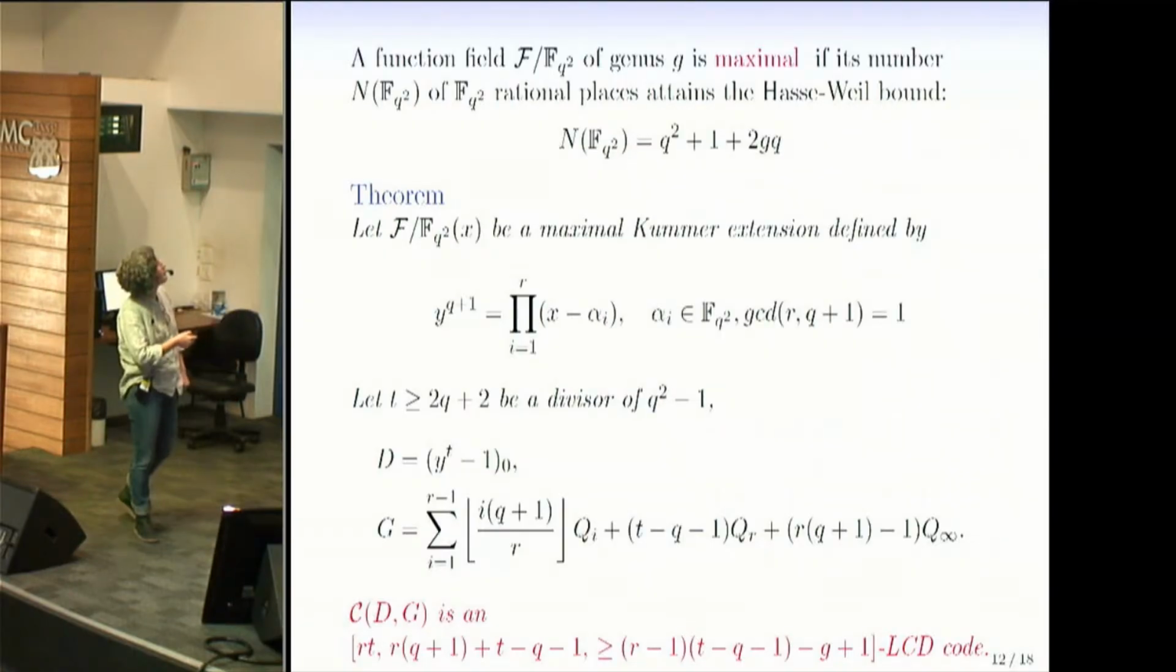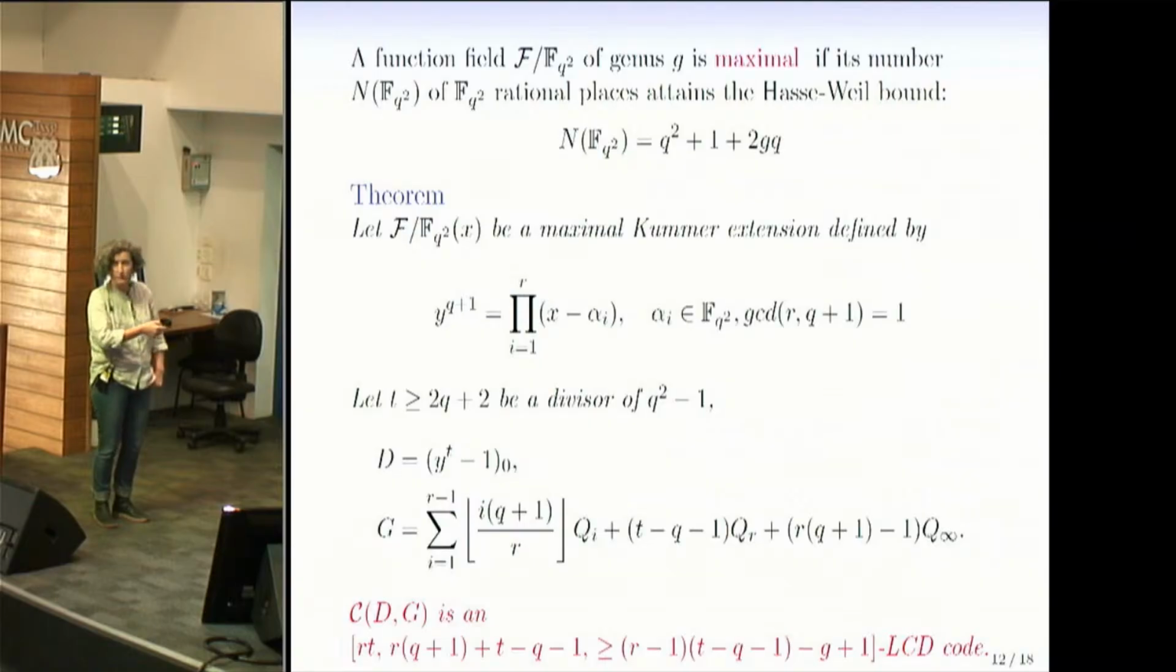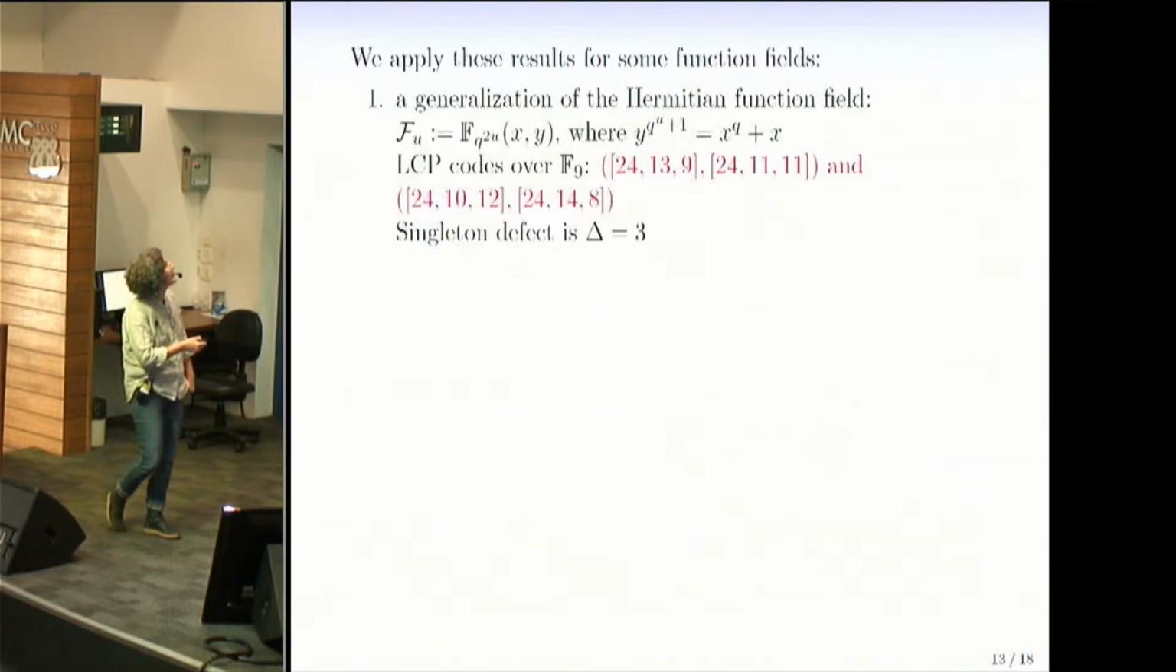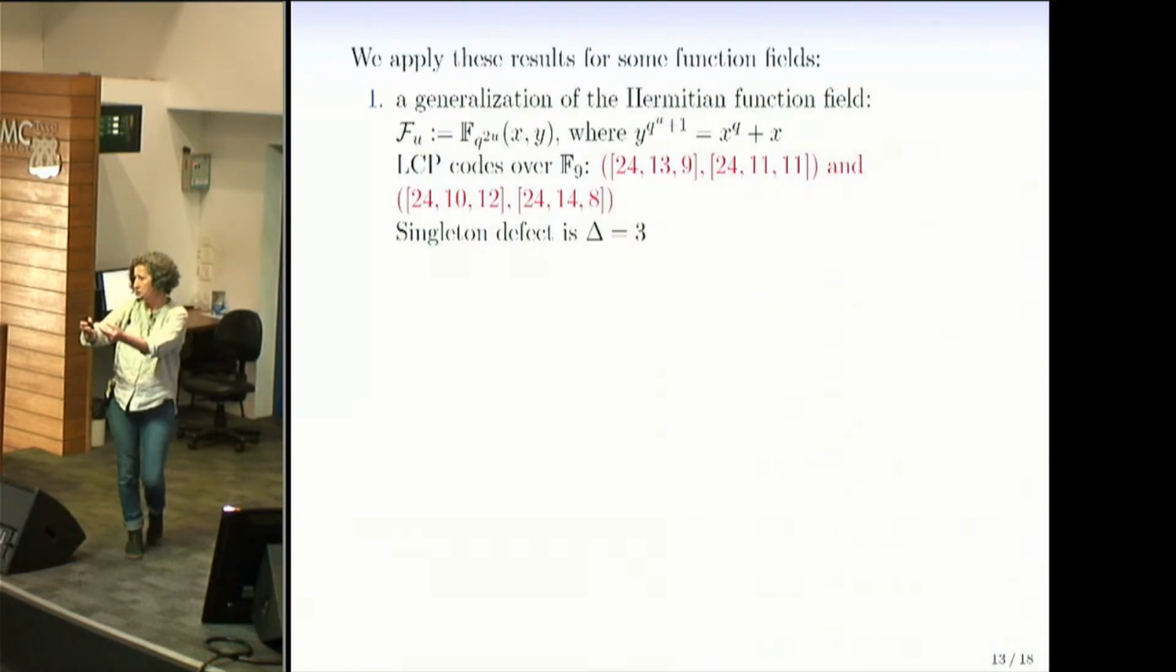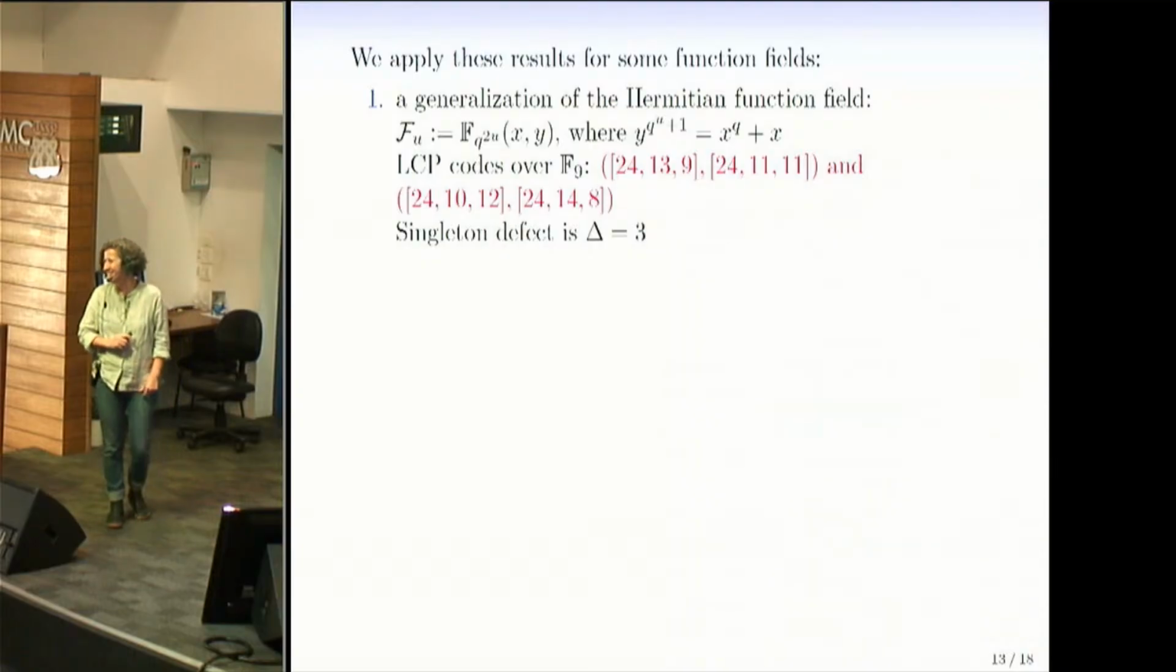Just, yeah. So, okay. And, well, we applied this to some function fields, like a generalization of the Hermitian function field. And then we obtained, for this one, you just apply the theorem. You obtain the pairs of codes, for example, over F9 with these parameters. So if you look at the Singleton defect, it's just 3. So, well, it's very close to MDS. Huh? To me, it sounds good.